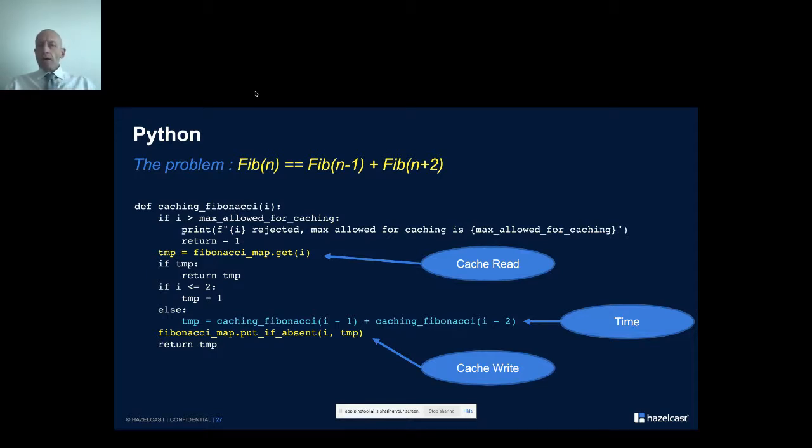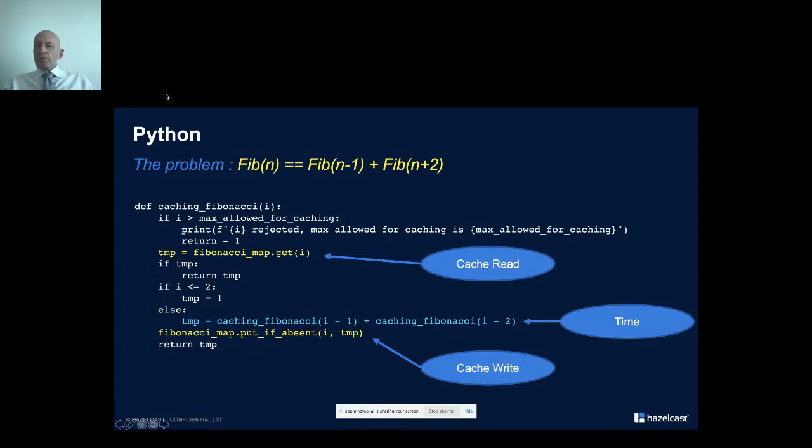We do a lookup to that Hazelcast map, that Hazelcast key value store, saying, what do we have for number 15? Do we have a record for that? Do we have that result already? That's our cache read. And if we do, we just return it because we don't need to do anything. We know the answer because this is a calculation that is deterministic.